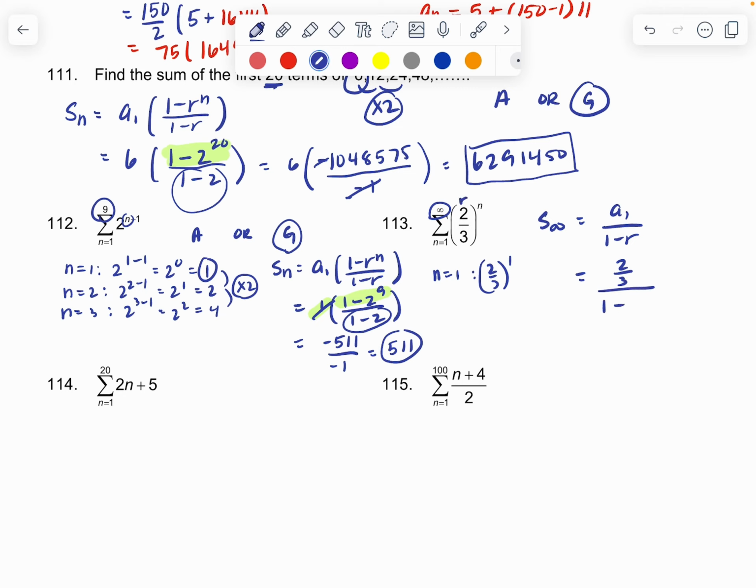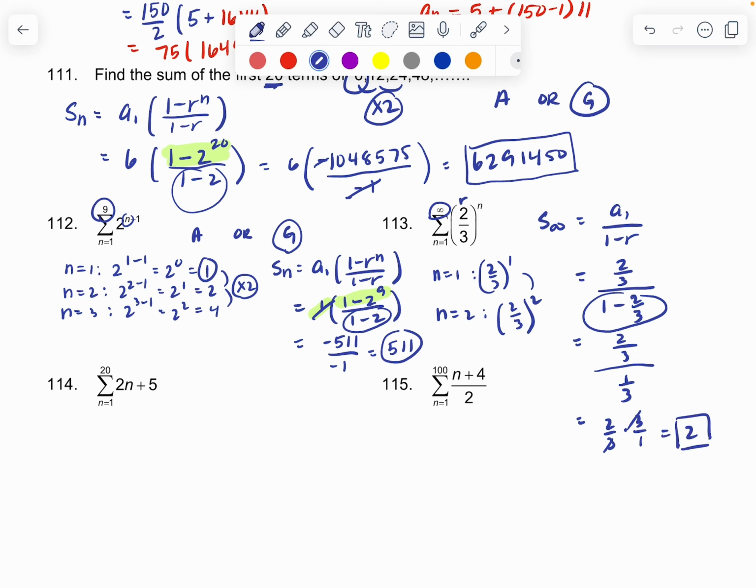You guys, this is your common ratio. Even if you looked at n equals 2, it would be 2/3 to the second power. So you're basically just multiplying by 2/3 every single time. So if I do this in my head, I get 2/3 all over 1 minus 2/3, which is 1/3. And then dividing by a fraction is the same as multiplying by the reciprocal. So these cancel and you just get a nice little 2.